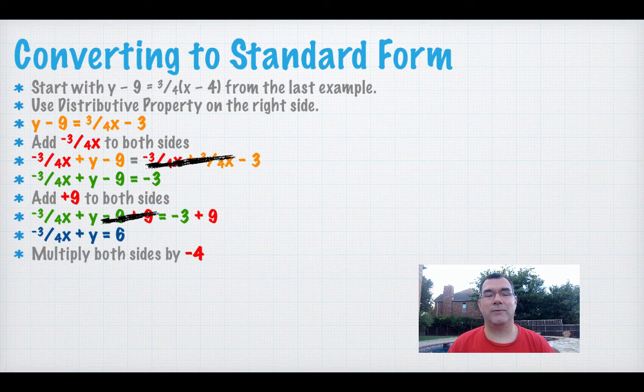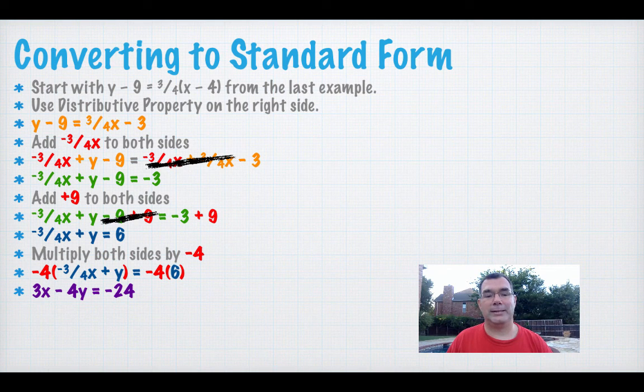But remember, in standard form, I am not allowed to have fractions, first of all. Also, the number that is in front of the x has to be positive. Those are rules that we have to follow. So that negative 3/4 x needs to become a positive whole number, and the way to do that is to multiply it by negative 4. 4 to get rid of the denominator, and negative to get rid of the negative. But if I do that to the x's, I have to do that to every single term. I can't just do it to the x's. It'll change the equation completely. So I multiply the left side by negative 4, I multiply the right side by negative 4, and this is what I get. All right, 3x minus 4y equals negative 24.